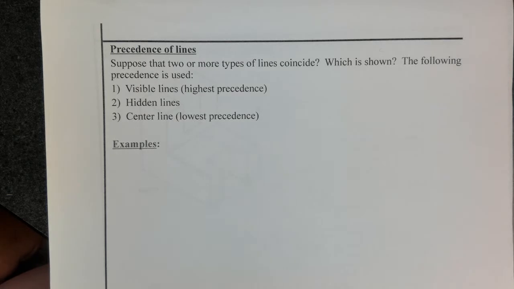There is an order of precedence, though. A visible line has the highest precedence. So if you have 2 lines coinciding with one another, let's say you have a hidden line and a visible line, the visible line is going to have precedence. If you have a hidden line and a center line coinciding with each other, the hidden line takes precedence. Center line has the lowest precedence.